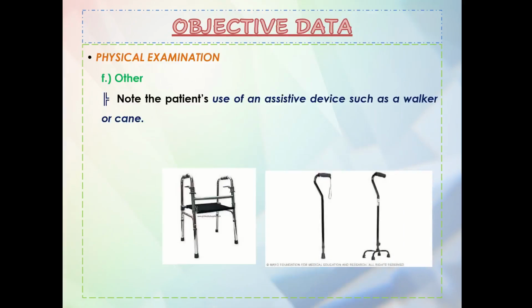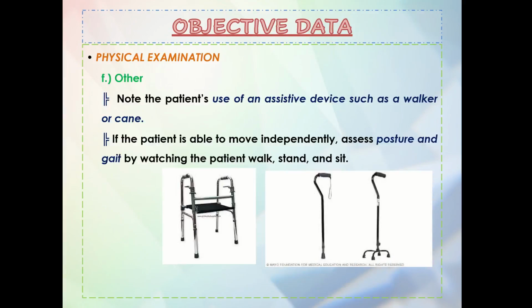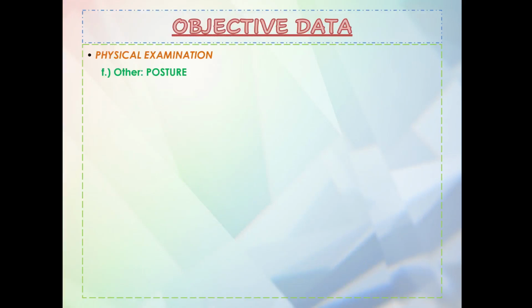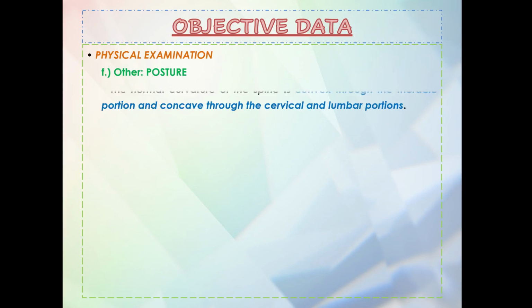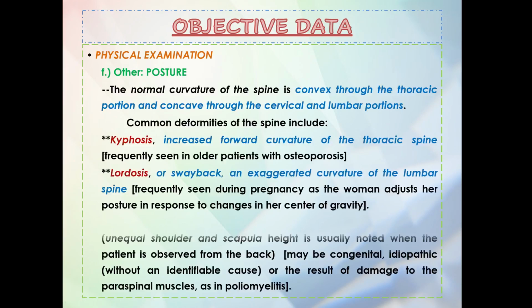Next, this pertains to the patient's use of assistive device such as a walker or a cane. So you have to ask if gumagamit siya niyan. If the patient is able to move independently, assess posture and gait by watching the patient walk, stand, and sit. We have the posture. So tinitignan din natin yung posture ni patient. The normal curvature of the spine is convex through the thoracic portion, and then concave naman through the cervical and lumbar portions.